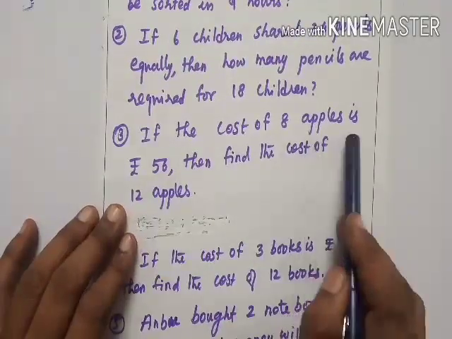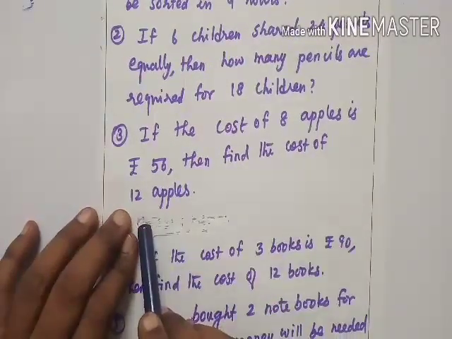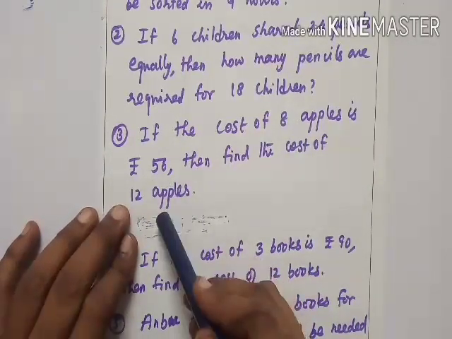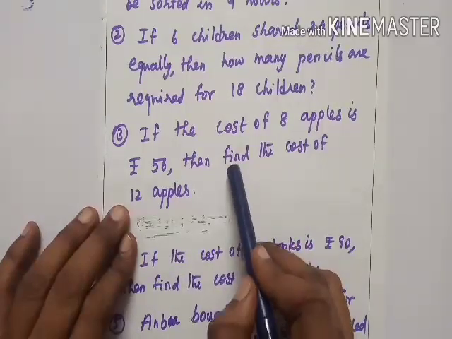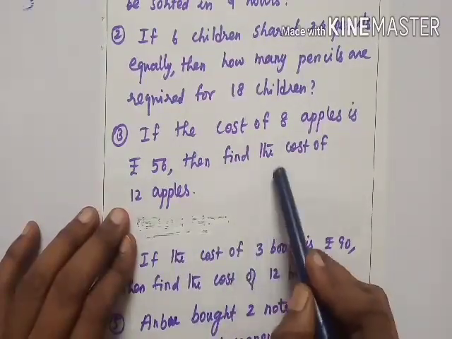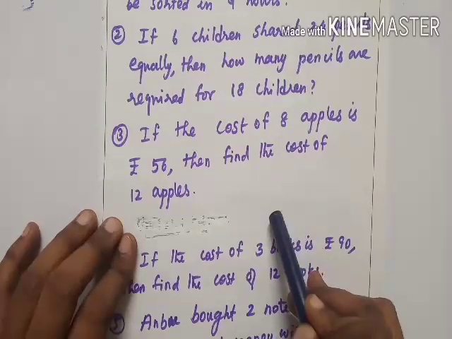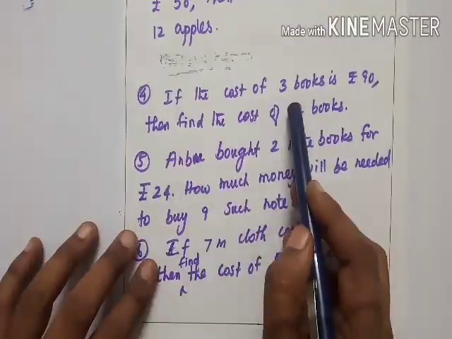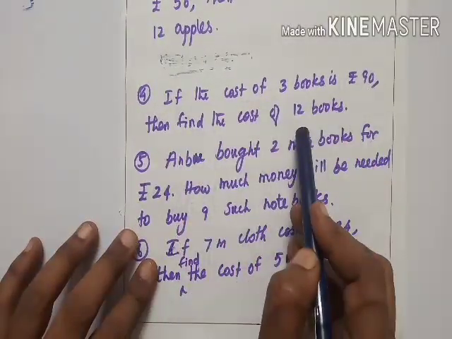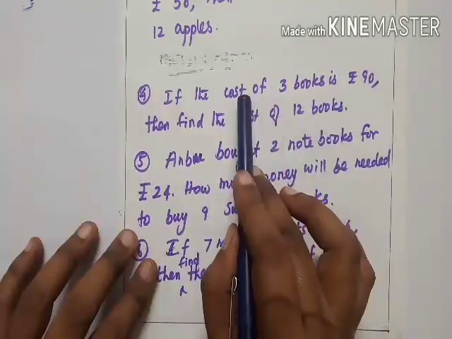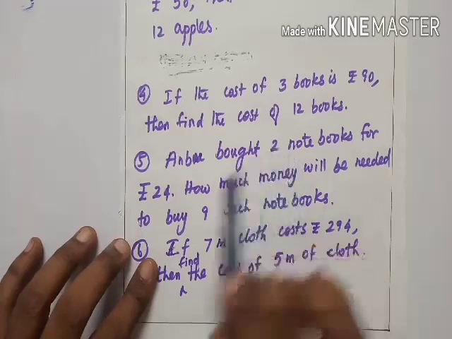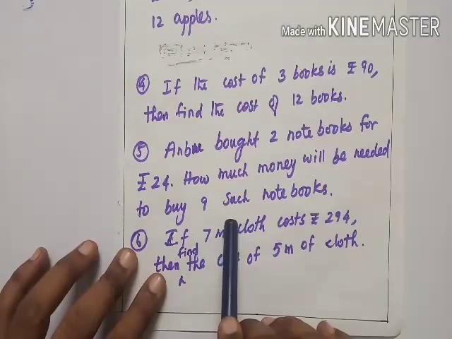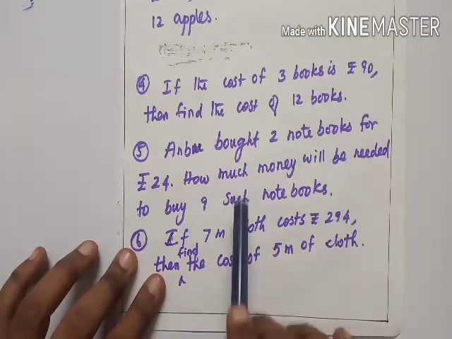Third one, if the cost of 8 apples is given, find the cost of 12 apples. Here the number of apples increases, so cost also will increase. So they are in direct proportion. So 8 apples, cost 56. So for 12 apples, take the cost as x. And then you do the sum, right? Fourth sum, if the cost of 3 books is 90 rupees, find the cost of 12 books. So do the tabular column and find out: 3 books 90, 12 books x, right? Fifth one, Anbu bought 2 notebooks for 24 and how much money will be needed to buy 9 such notebooks? So 2 books 24, 9 books how much?